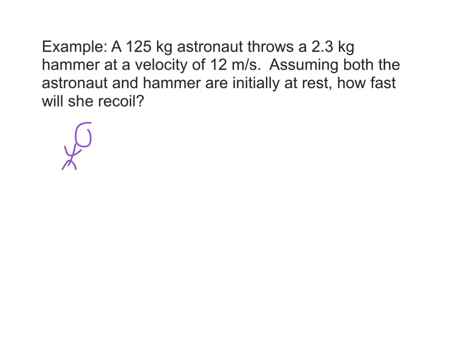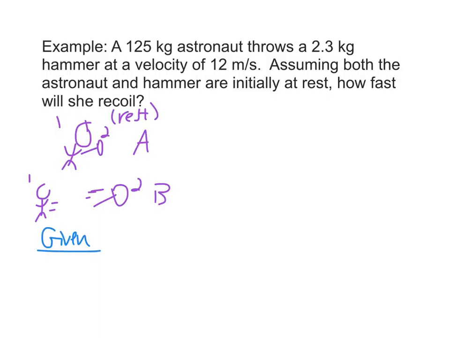So the astronaut is in space, holding on to the hammer. Call the astronaut 1, the hammer 2, and this is A. They're both at rest. She then throws the hammer. So the hammer moves this way, and she moves the other way. So she's 1, the hammer's 2, and we'll call that B.